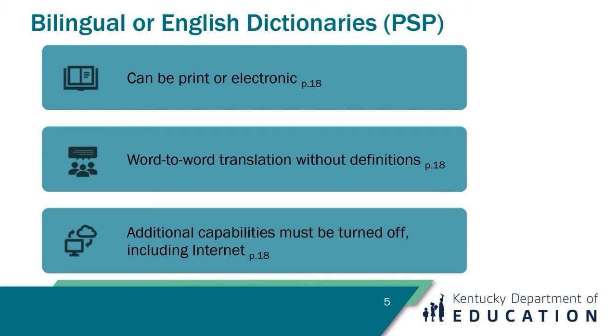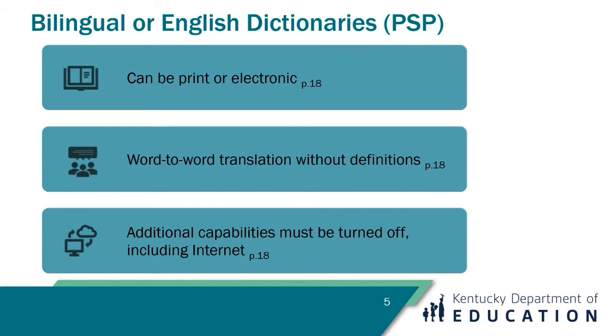Bilingual or English dictionaries are available on some state tests. They can be print or electronic. It should be noted that you need to read the testing literature for each state test on how the dictionary should be provided. Some may require a handheld dictionary. Some may require the use of an embedded dictionary in the testing platform, and others may require the use of an electronic version on a tablet or exterior device. Some state tests may not allow the accommodation.